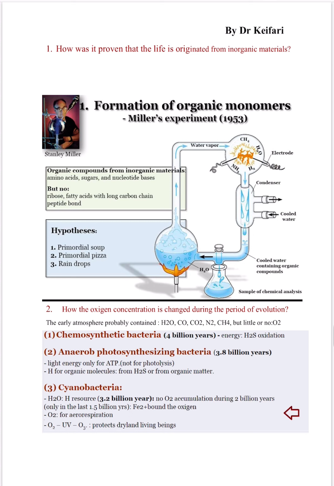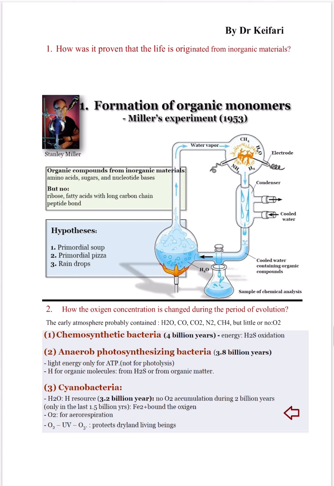He started boiling the water in the closed system, and the water evaporated, going up inside this cylinder to this area, and with two strong electrodes with high voltage, he made sparks. And he put ammonia, hydrogen, water, and methane in the closed system.